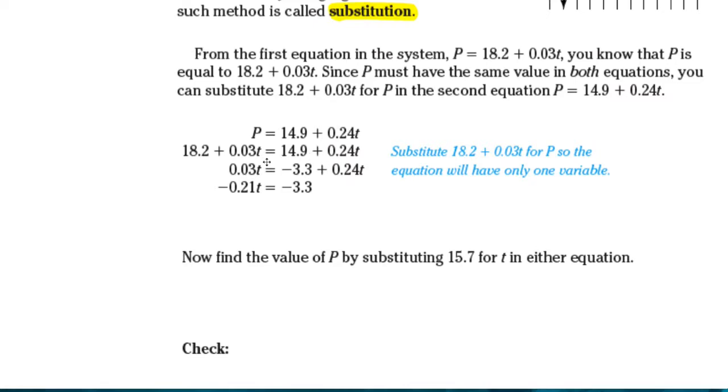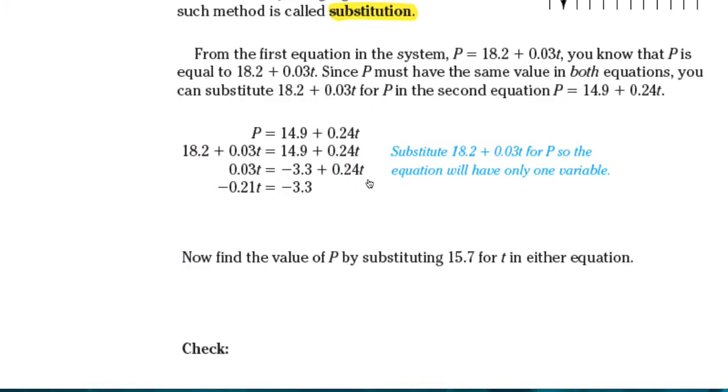Now we have a variable on both sides. This is easy for us to solve. So we simply subtract 18.2 from both sides of our equation. We end up with 0.03T equals negative 3.3 plus 0.24T. Then we need to isolate T to one side of the equation by subtracting 0.24T.